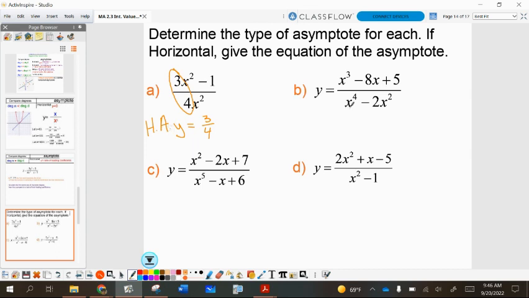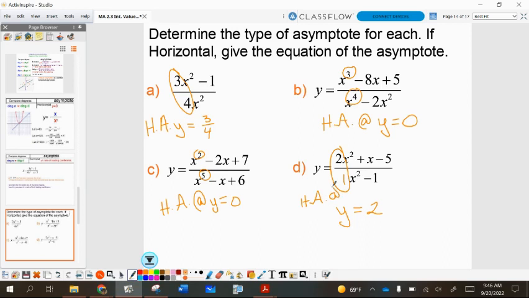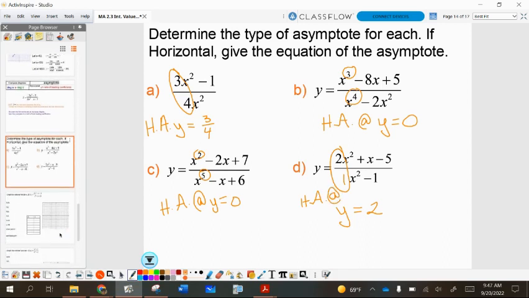Okay, here the degree is bigger below. 4 is bigger than 3, so bigger below, so horizontal asymptote at y equals 0. Okay, here bigger below, because 2 is smaller than 5, so bigger below, so horizontal asymptote at y equals 0. Okay, here the degree is a tie, so the fraction in front equals y. That's 2/1, so that's going to be y equals 2. So it's going to be a horizontal asymptote at y equals 2. Okay, so a little practice with those.